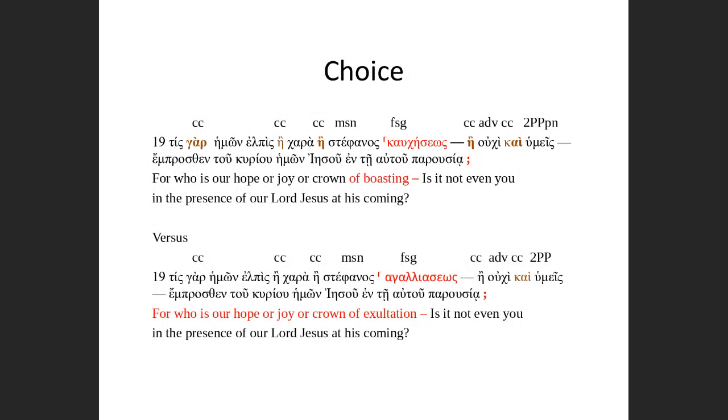So there are two choices for 2:19. Is it: for who is our hope or crown of boasting? Is it not you in the presence of our Lord Jesus at his coming? Or the second one, using agalliaseos: for who is our hope or our joy or our crown of exaltation? Is it not even you in the presence of our Lord Jesus at his coming?